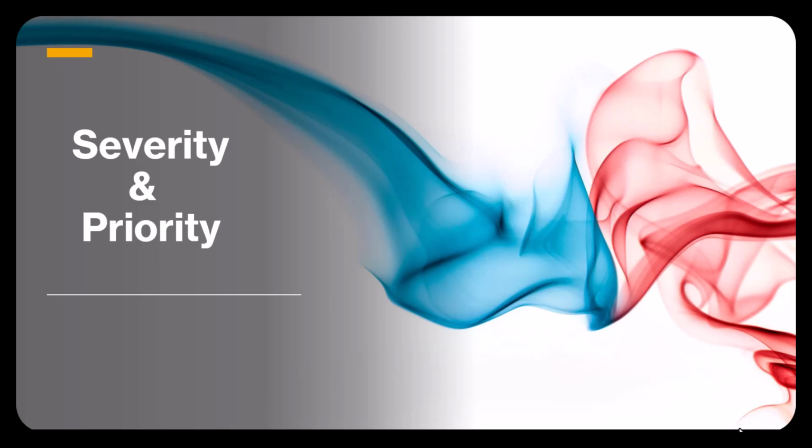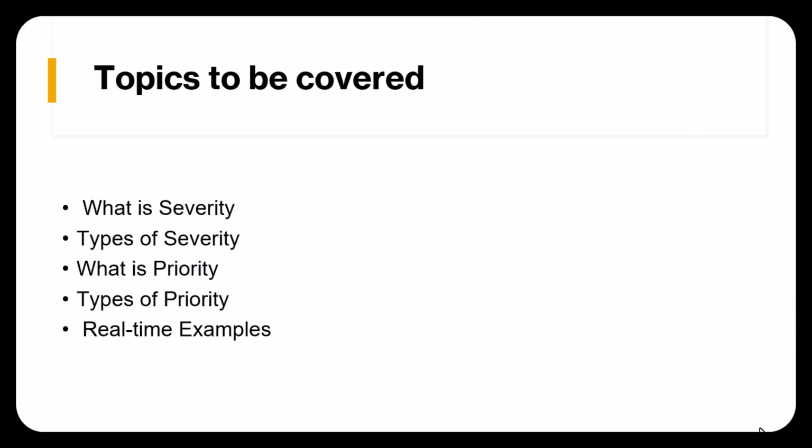Now we'll discuss severity and priority. First, we'll describe what severity is and the types of severity, then what priority is and the types of priority. Along with that, I'm going to explain some real time examples for you.